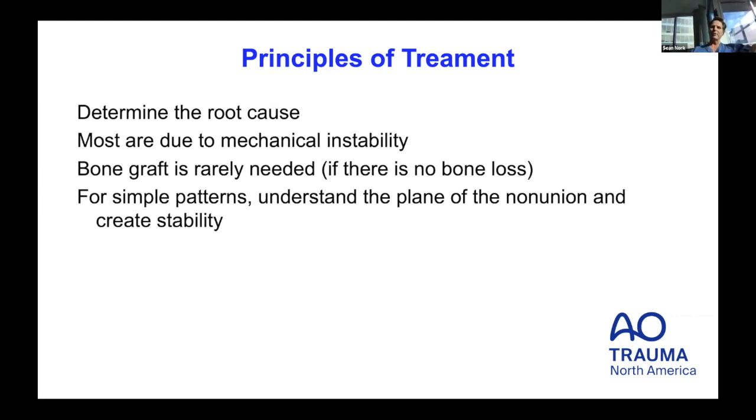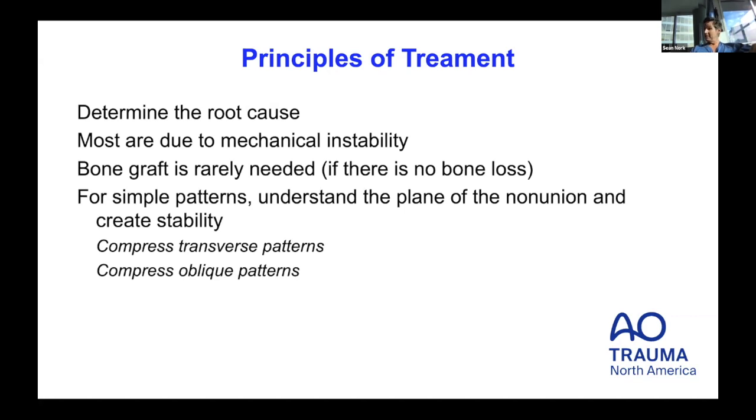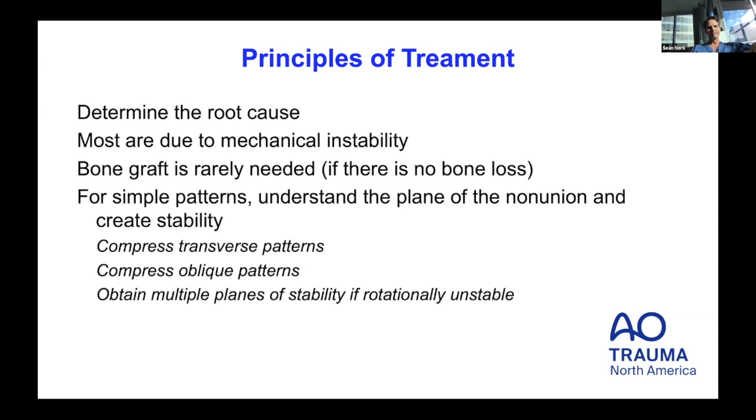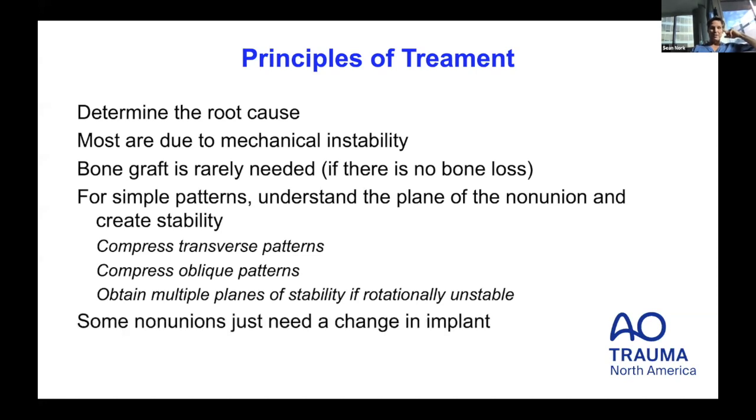For simple patterns, really understand the plane of the non-union and figure out how you can create compression and stability. For transverse patterns, think compression works well. We'll look at some examples. An oblique pattern, maybe you'll use a different strategy, but once again, compress that non-union to enhance the mechanical stability without bone grafting, assuming there has not been osseous resorption. If things are rotationally unstable, think about getting multiple planes of stability. I think it's why plates around nails work for femoral shaft fractures, especially infraisthmic fractures. And I think the same applies to distal femoral non-unions. And always keep in mind, some non-unions just need a change in implant.